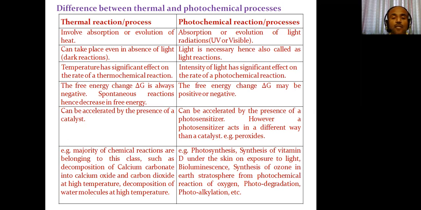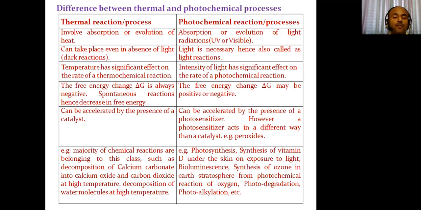Temperature has significant effect on rate of thermal reactions. As studied earlier, the rate of a thermal reaction is directly proportional to temperature. While in photochemical reactions, instead of heat, intensity of light has significant effect on the rate of photochemical reactions.